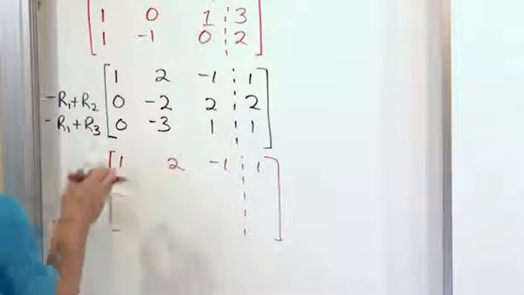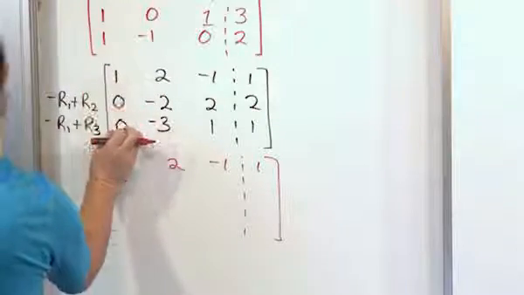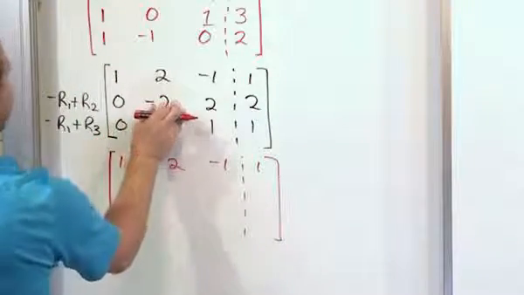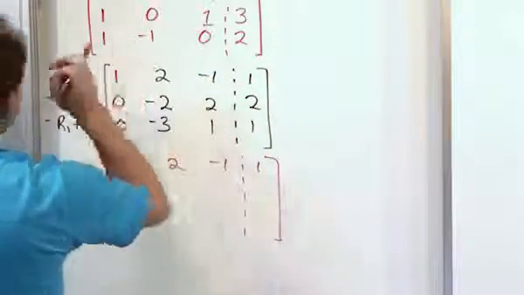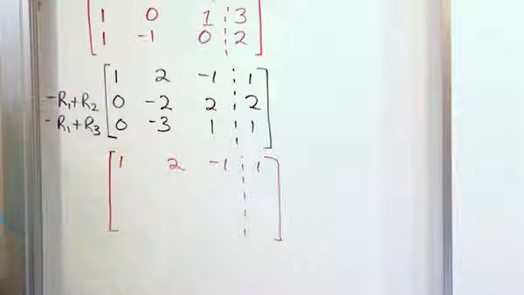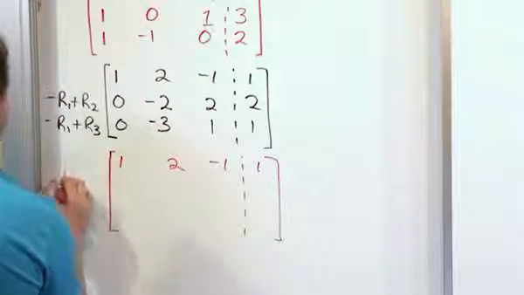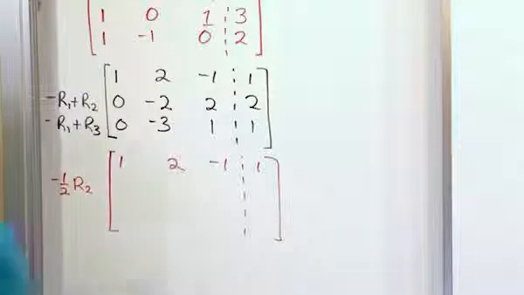So basically what you're doing is you're trying to get first this guy to match exactly what you want, 1, 0, 0. Then you want to get this to be a 1, then you want to get this to be a 0, then you want to get this to be a 1, and then you work on the zeros up above the diagonal. So to get this to be a 1, all you have to do is say negative 1/2 times row 2.